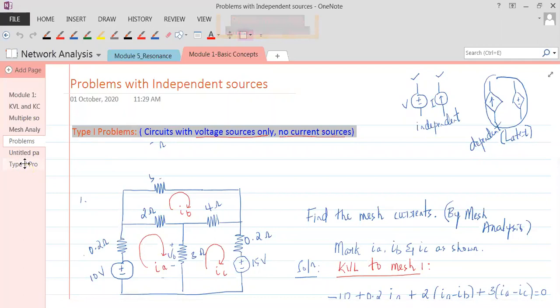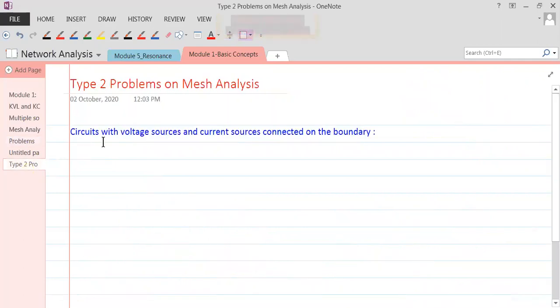Now, in a type 2 problem, there will be a current source. Everybody understand that? There will be a current source along with the voltage source, but that current source should be connected on the boundary of the circuit. I'll be showing you what it means.